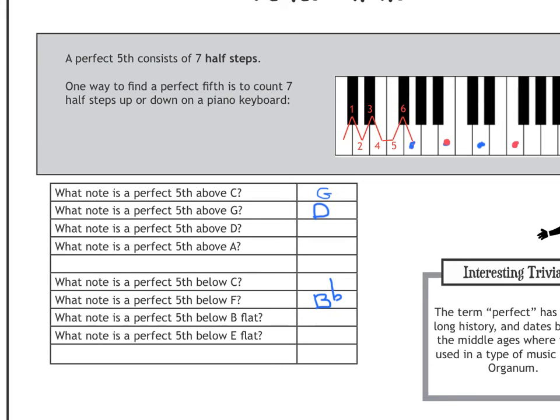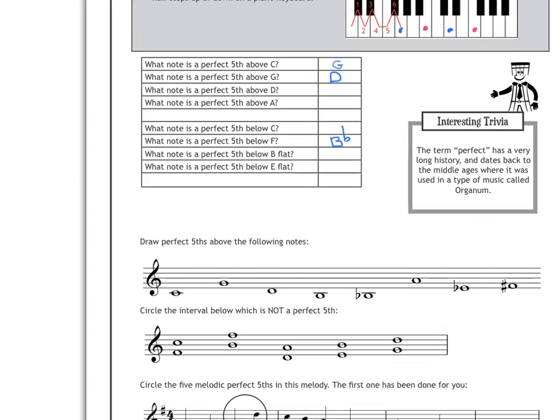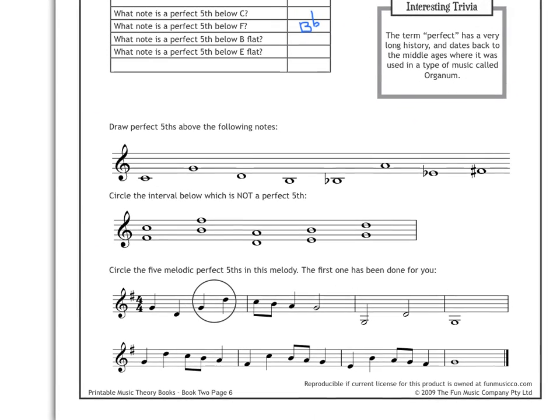So with that information, you can certainly do the rest of these, and you can carry on with the next activities here. Draw perfect fifths above these notes. That's essentially the same thing as what you did up here, but on the staff instead. Circle the interval below which is not a perfect fifth. One of these is a culprit. Okay, find the guilty party in here. And then finally at the bottom, circle the 5 melodic perfect fifths in this melody.